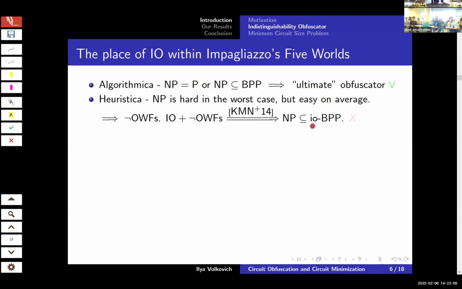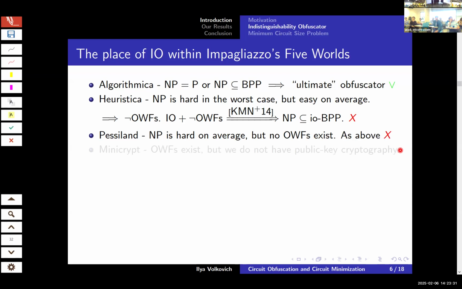You see, there's a capital I/O, there's a small i.o., that's infinitely often, so you can ignore it. So NP is in i.o.-P/poly essentially, which is in contrast to what Heuristica does. In Heuristica, NP should be hard in the worst case, so this is not going to work. Similar for Pessiland. Pessiland is a different setup, but the upshot is you don't have one-way functions in Pessiland either, so the same argument works. Again, you cannot have I/O for the exact same reason.